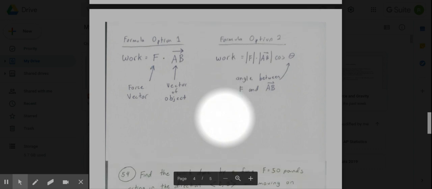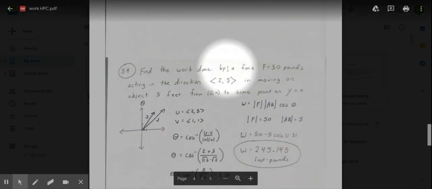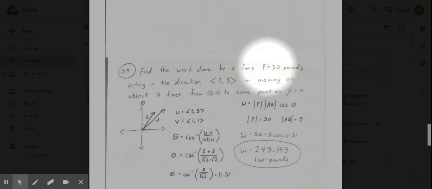Oh, that is how you do problem 52. Okay, moving on to 54 now. So we have a work done with a force of 50 pounds acting in 2, 3, moving an object 5 feet from 0, 0 to some point on the line y equals x. So you can see it's getting a little more complicated now. Let me show you the diagram here to kind of explain what this is.